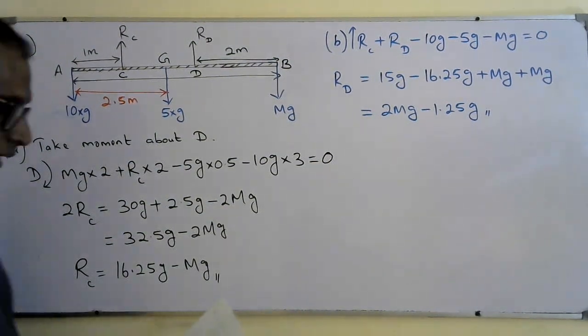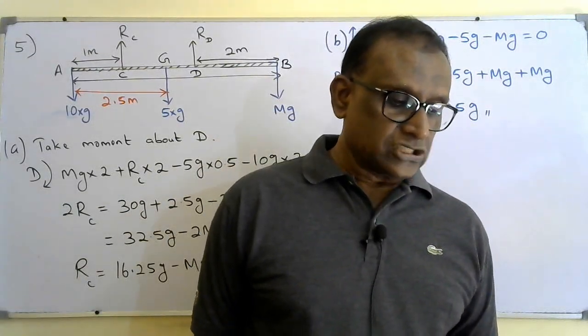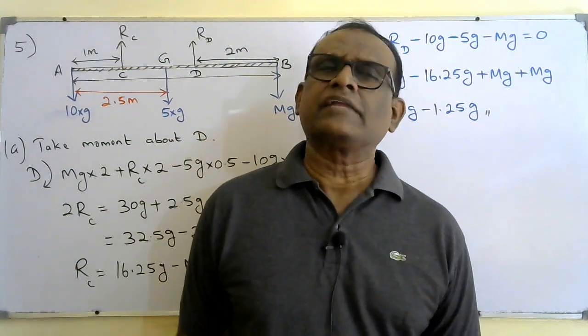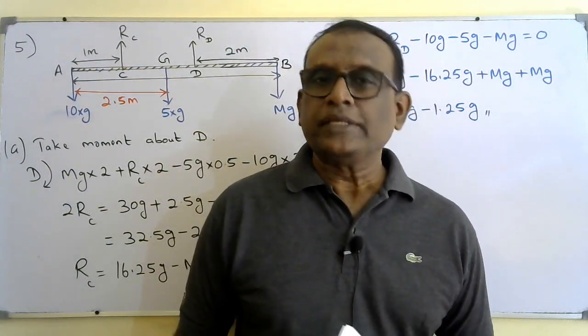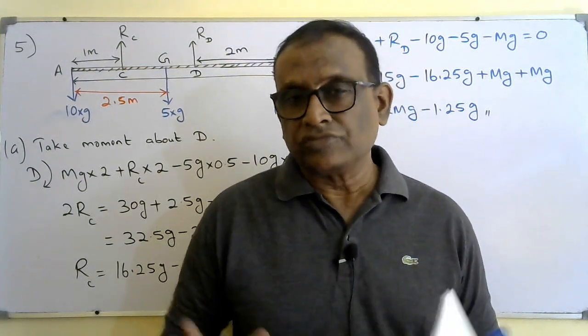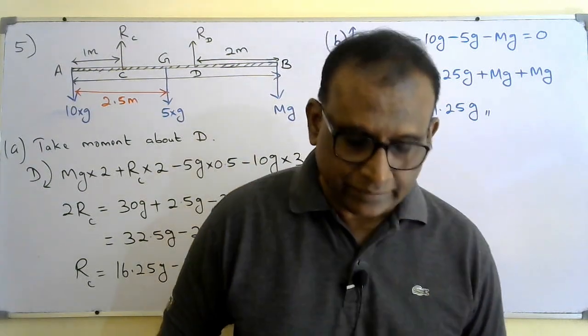Okay, so part C: hence or otherwise find the range of possible values of M. What do you understand by range of possible values of M? What could be the possible range of values of M such that the rod remains at equilibrium? Okay, now look at it.